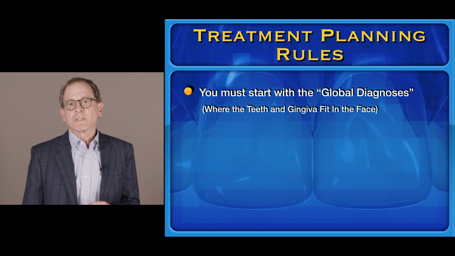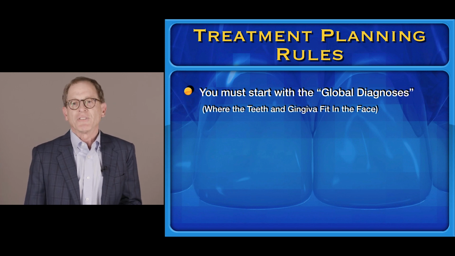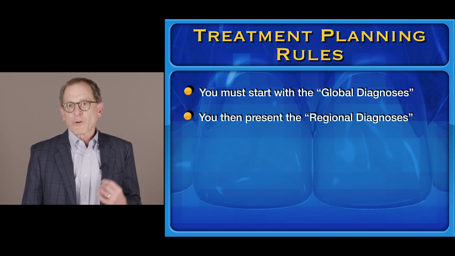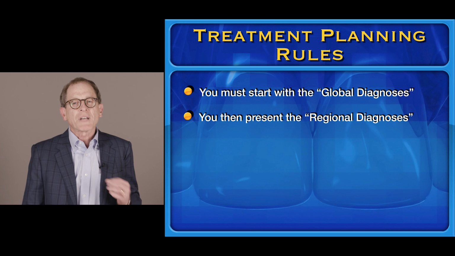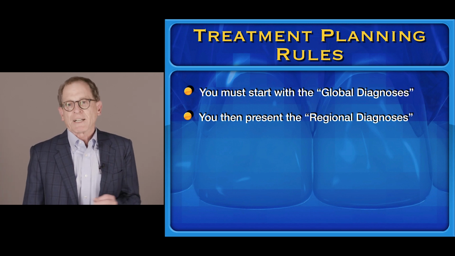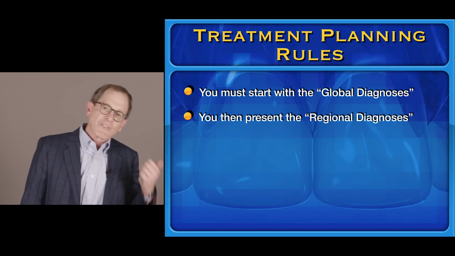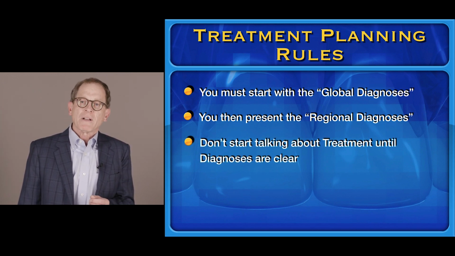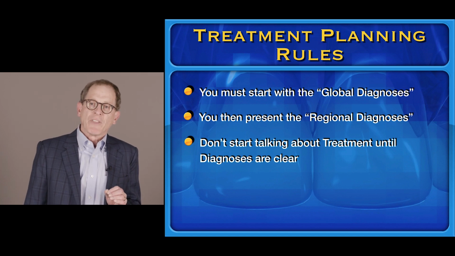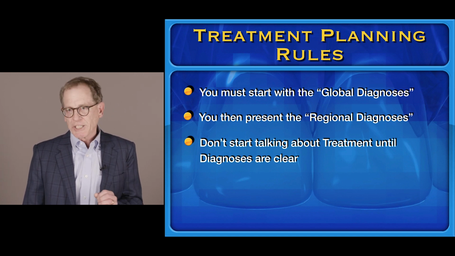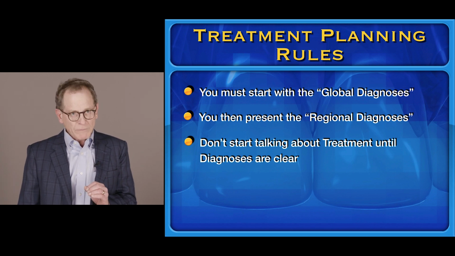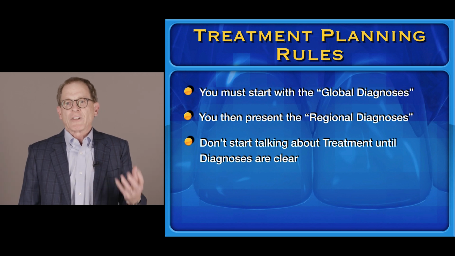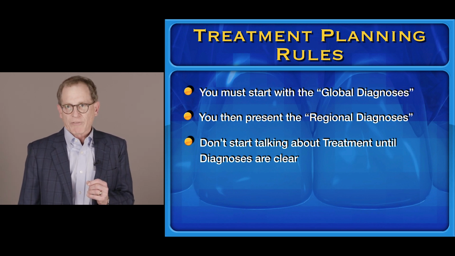The global diagnosis system tells us where we should put the teeth and gingiva in the patient's face. The second thing that will be presented are the regional diagnoses. Regional diagnoses are all of those parts of the diagnostic system that we've always gathered. That's the pulp testing and the perio charting and so on. The next part is that it's very important that we do all of the diagnoses before we start the treatment planning. I found along the way that very commonly in study clubs, they jump right into the treatment planning without getting the diagnoses correct first.